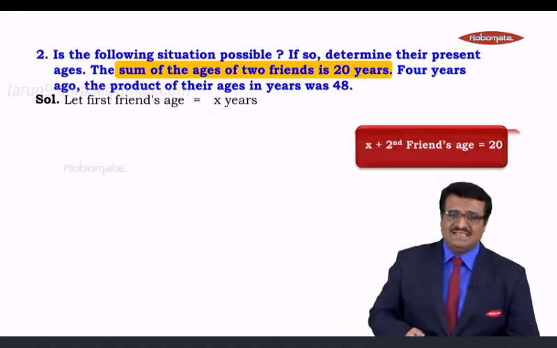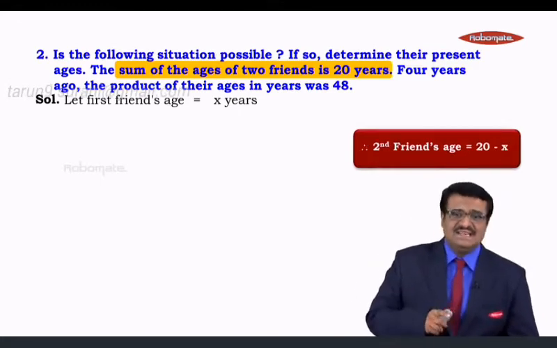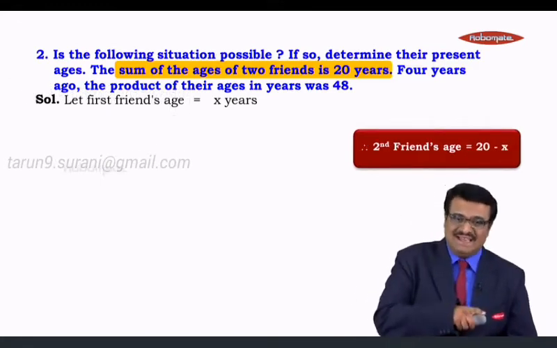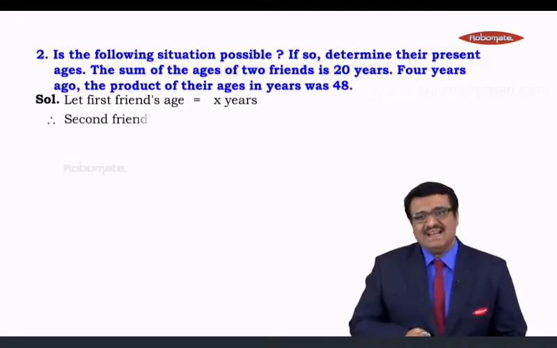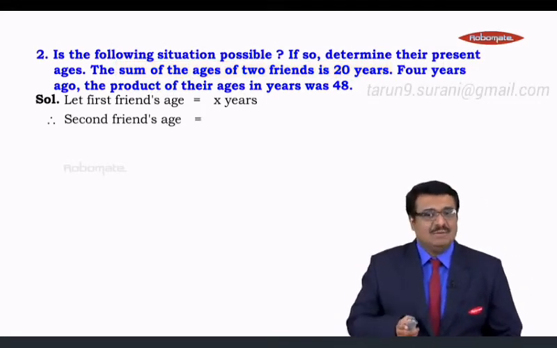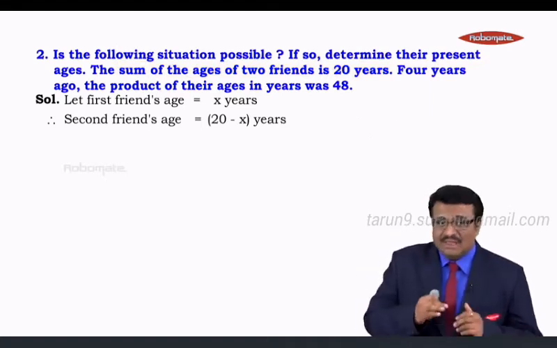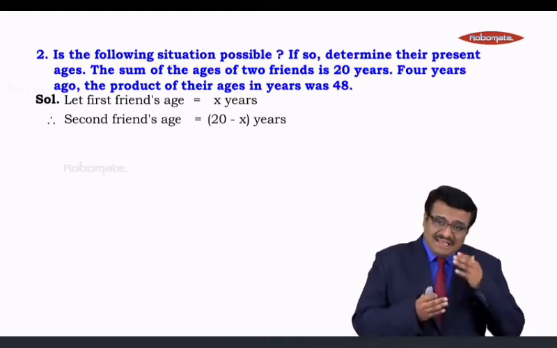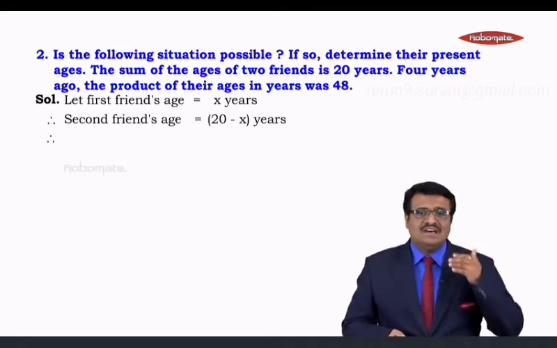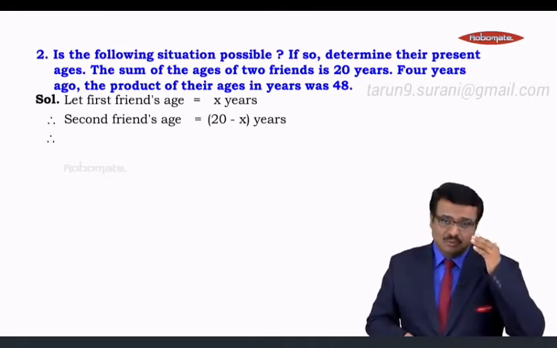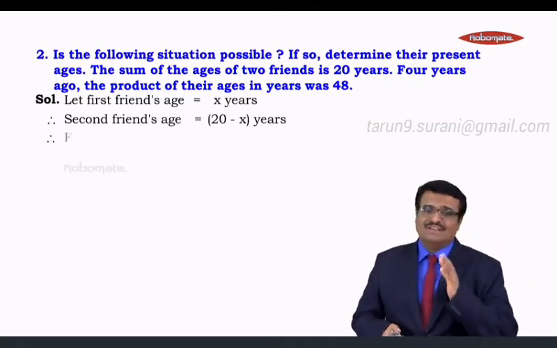From this, can't we find the second friend's age? Transfer that x to the right side. So we get second friend's age is equal to 20 minus x. So let us write that: second friend's age is 20 minus x years. Now, let us form the equation. For forming the equation, the last line says 4 years ago. 4 years ago means we have to take both of them 4 years ago.